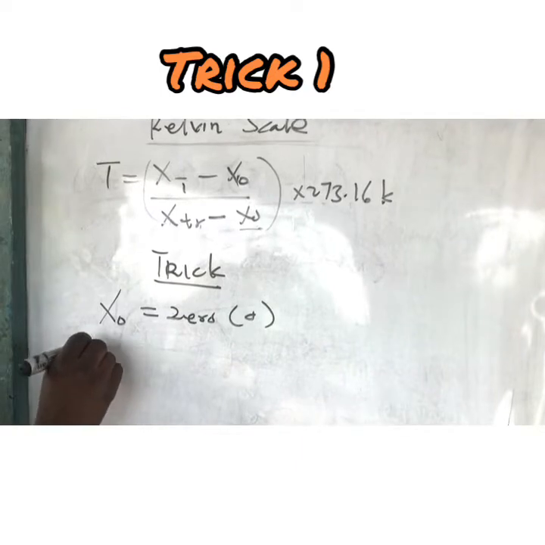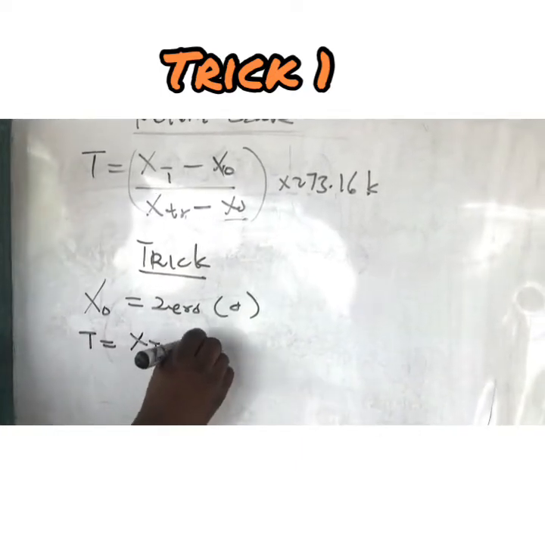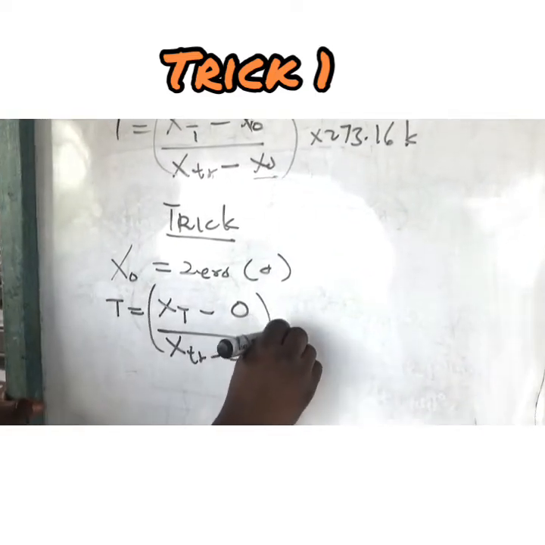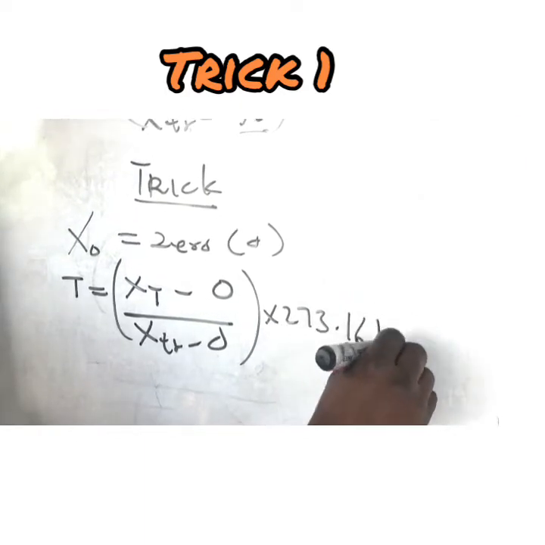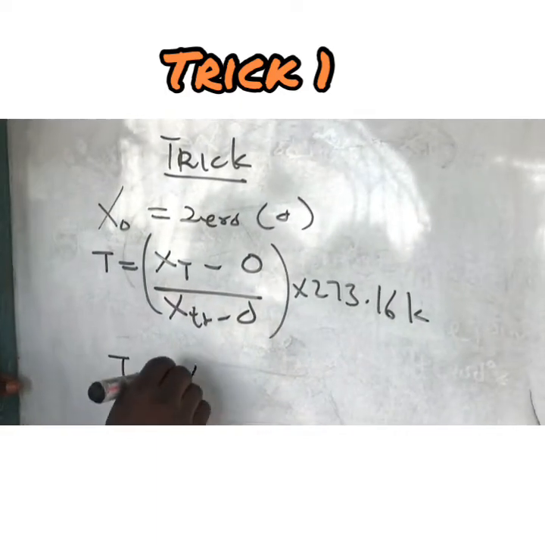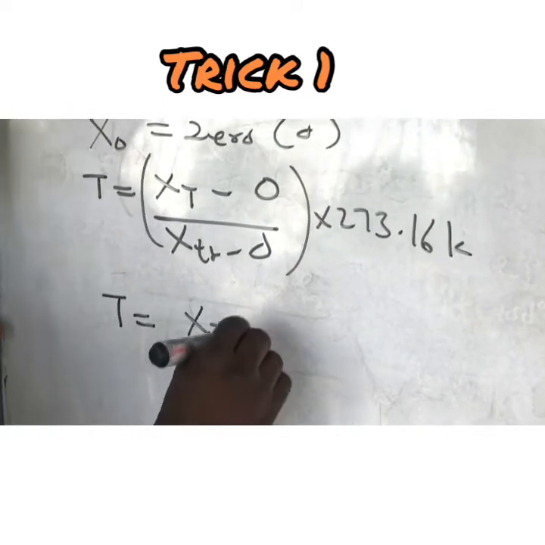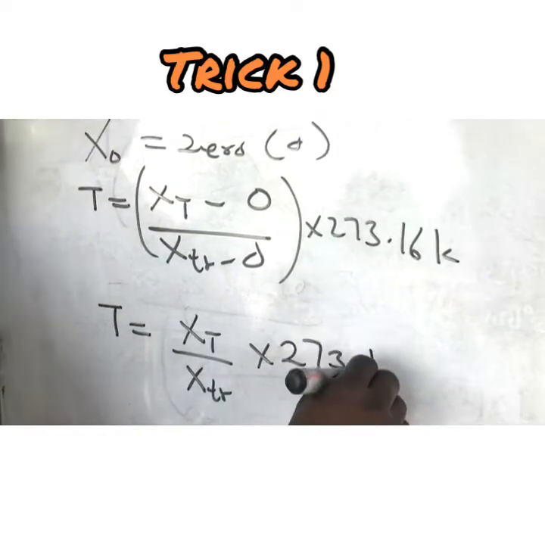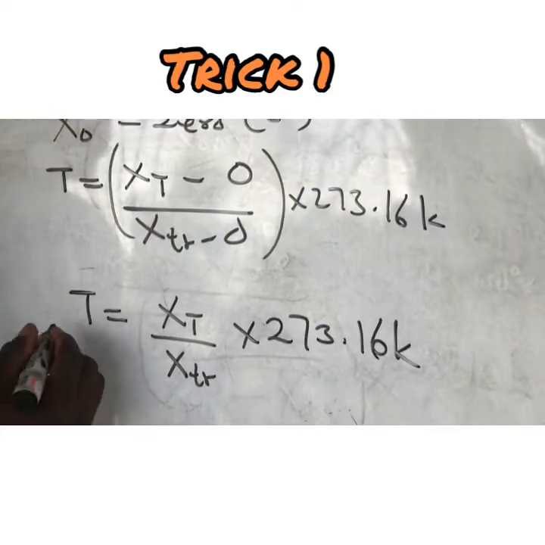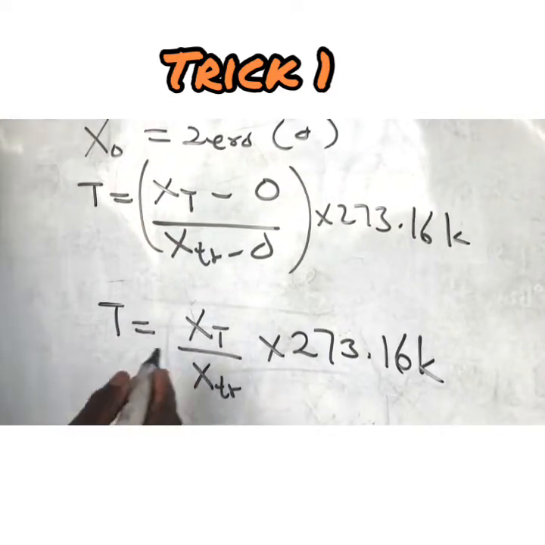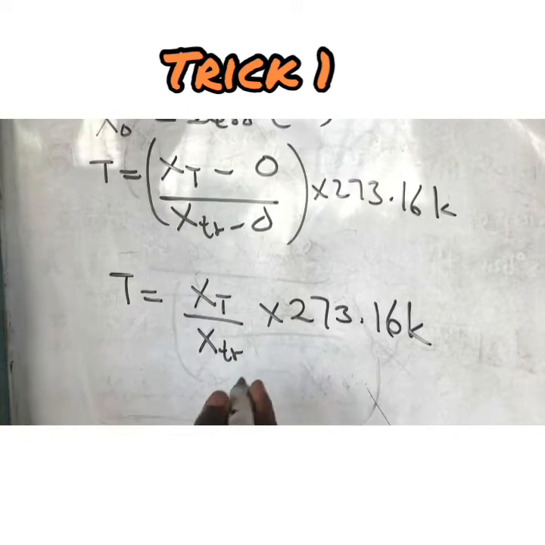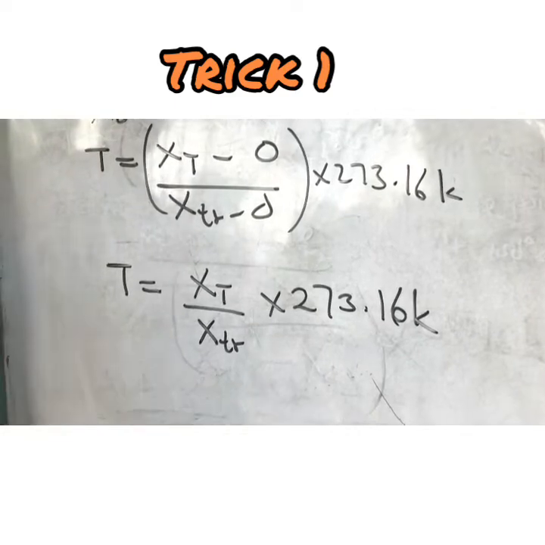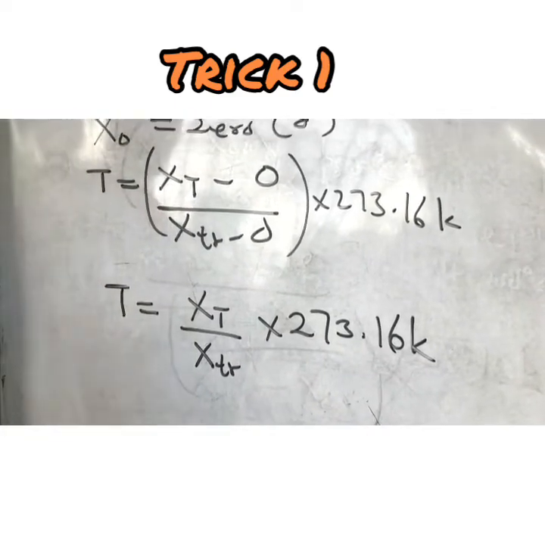So it means that T is equal to X_T minus 0 divided by X at triple point minus 0, multiplying 273.16 Kelvin. So our new formula is T is equal to X at T all over X at the triple point, multiplied by 273.16 Kelvin, when the question does not mention X at absolute 0.